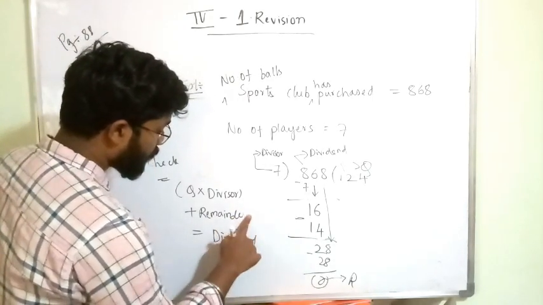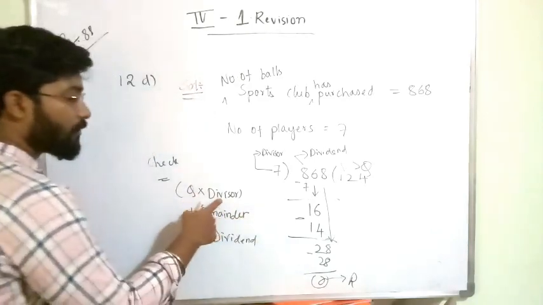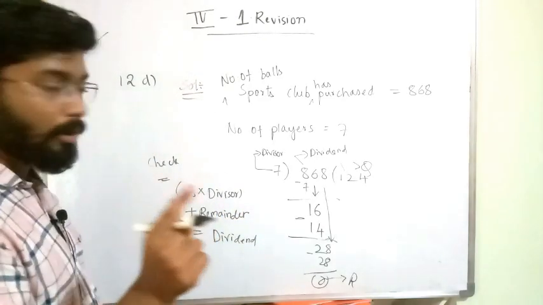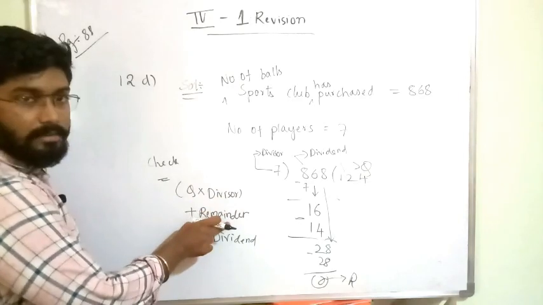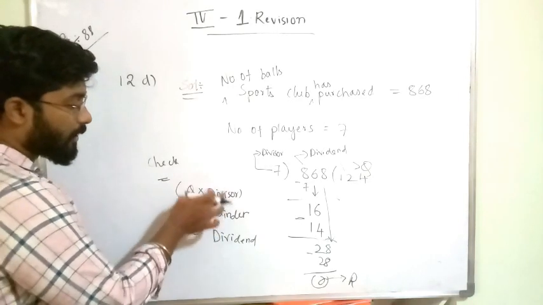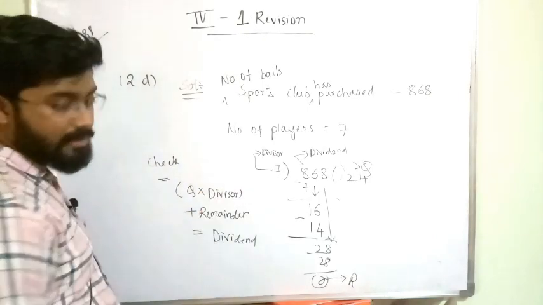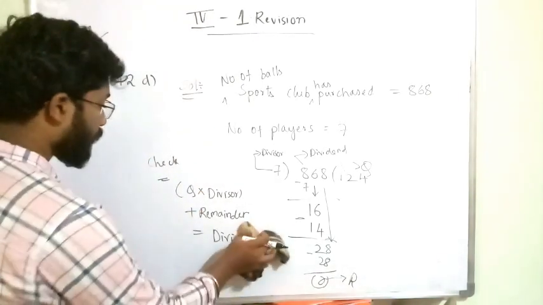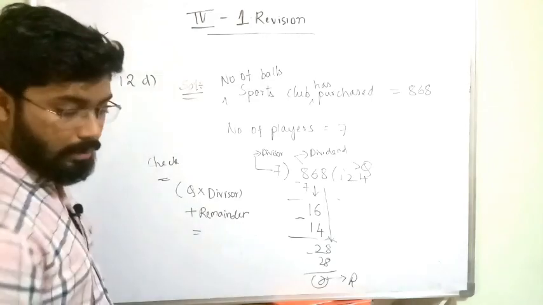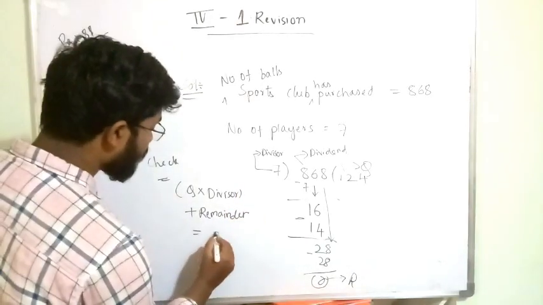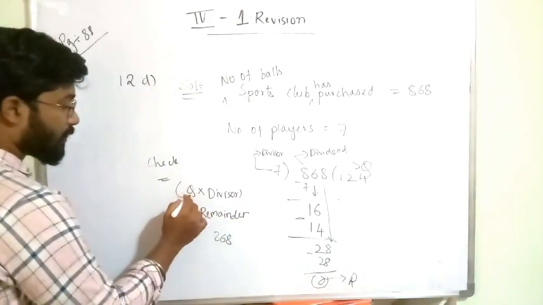Quotient into divisor you have to do, you will get one product. For that you have to add the remainder. Then if this result is equal to the dividend, then whatever you did is correct. So let us see. What is our dividend? Our dividend is 868, no? Let us do this.